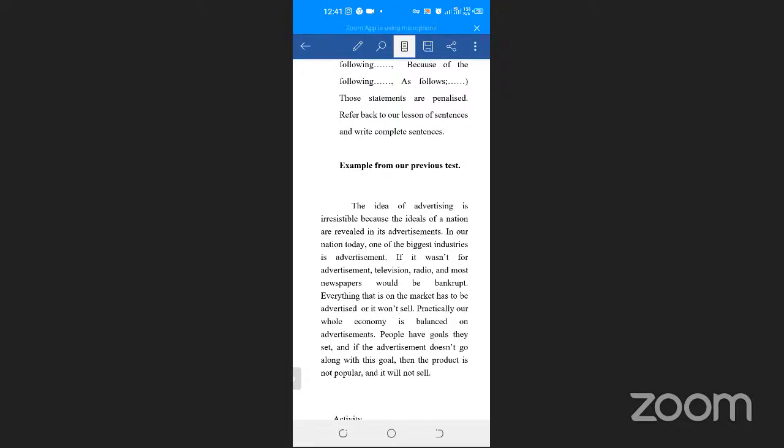The idea of advertising is irresistible because the ideals of a nation are revealed in its advertisements. In our nation today, one of the biggest industries is advertisement. If it wasn't for advertisement, television, radio, and most newspapers would be bankrupt. Everything that is on the market has to be advertised or it won't sell. Practically, our whole economy is based on advertisements. People have goals they set, and if the advertisement doesn't go along with this goal, then the product is not popular and will not sell.